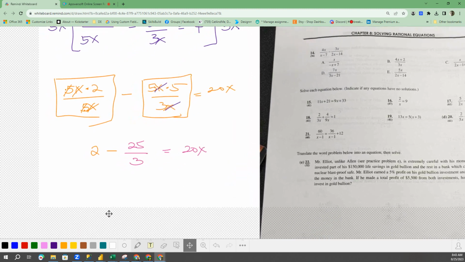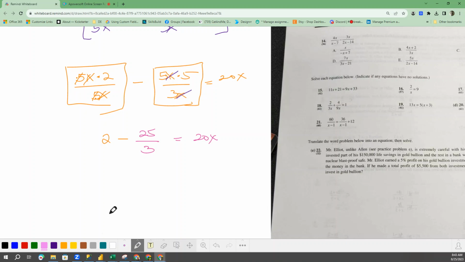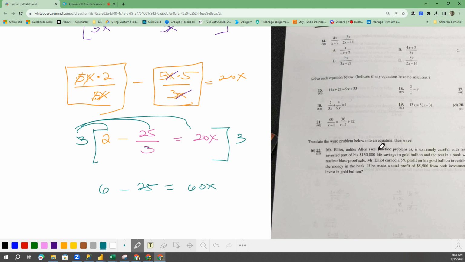Well, you're still stuck with one fraction. So we will multiply this one again with the same denominator, which is 3. So multiply that, multiply that, multiply that. Or you can put that here. So now you have 3 times 2 is 6, minus 3 times 25 divided by 3. This 3 will cancel with that 3. So you have 6 minus 25 equals 60x. And from here, you can continue to solve. Okay. So I think you can handle all the rest of the problems. So try it, and I'll see you next time.